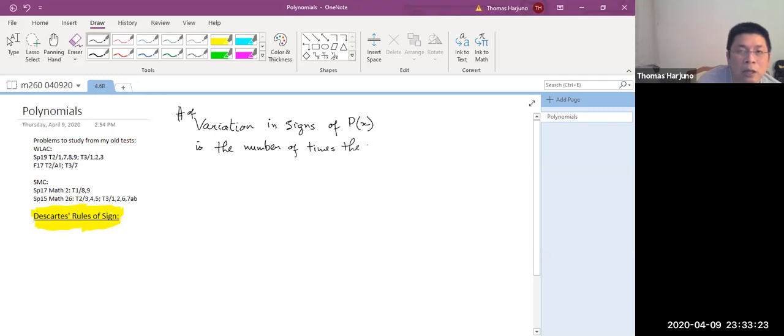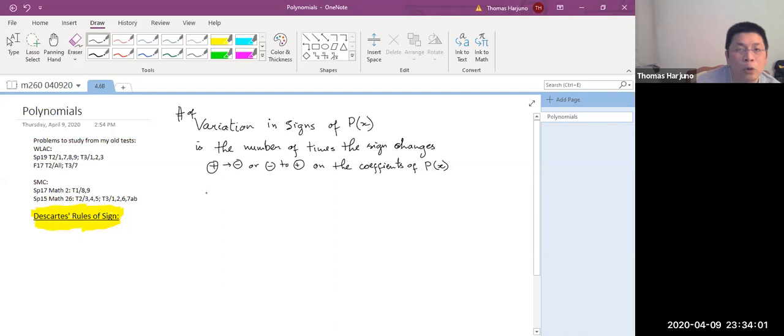the sign changes from positive to negative or negative to positive on the coefficients of p(x). Yeah, assuming that p(x) is already in descending order.